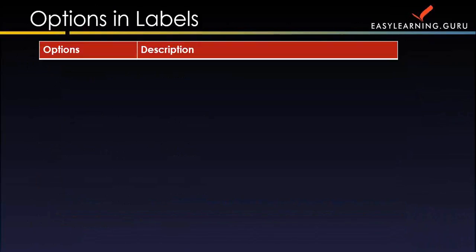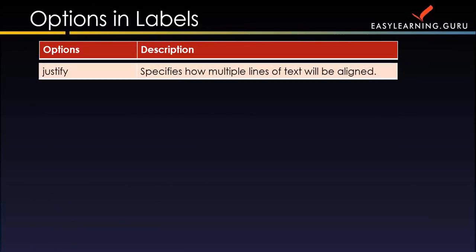Moving ahead, we have some more options in your label, that is justify. Now justify specifies how multiple lines of the text will be aligned with respect to each other. LEFT for flush left, RIGHT for flush right, or CENTER for centered. The default is center. Just note that to position the text inside the widget, use the anchor option instead of justify.